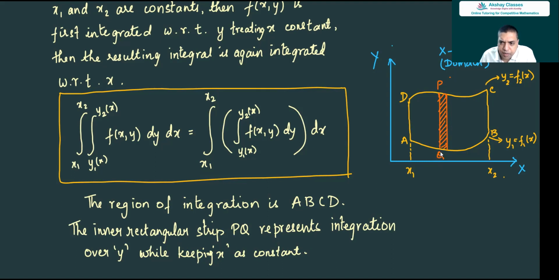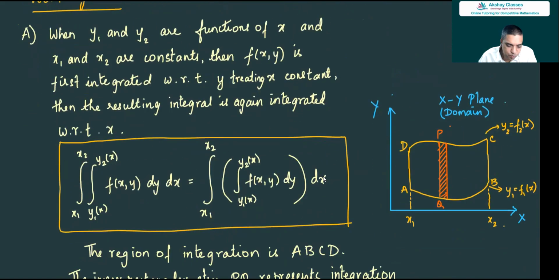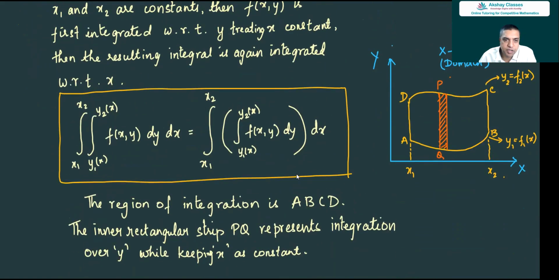So while x is constant, we are integrating from q to p, that is y1 to y2. And then all such strips from x1 to x2. So this is the region of integration. And the function, the surface will be over the xy plane, that will be the surface. And this is the region of integration. Okay. So this is when y1 and y2 are functions of x.